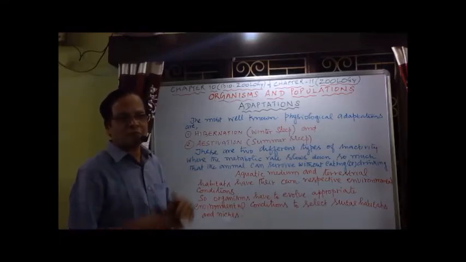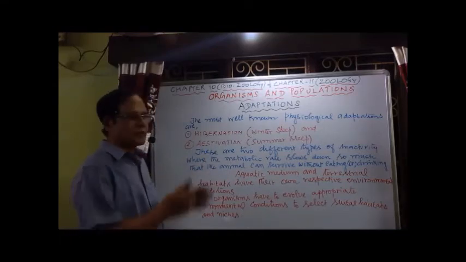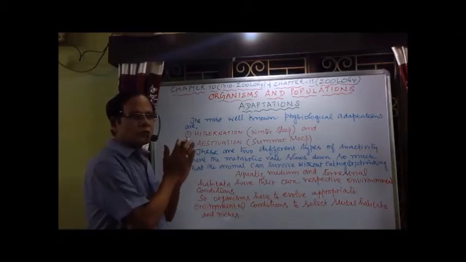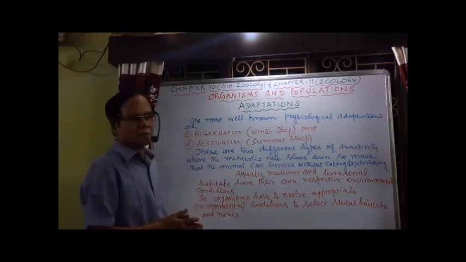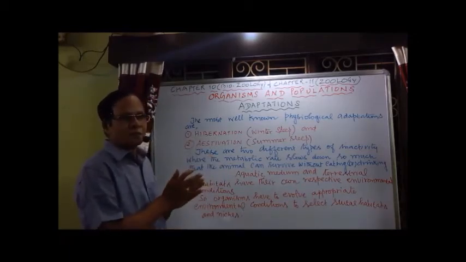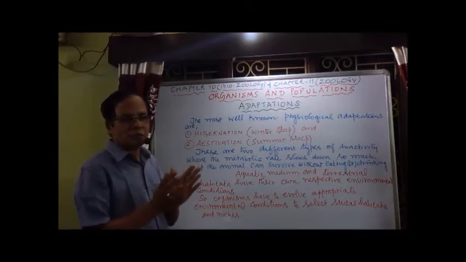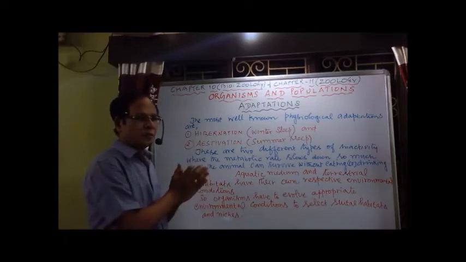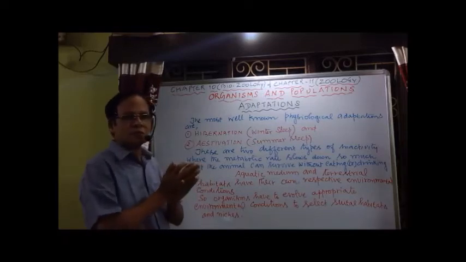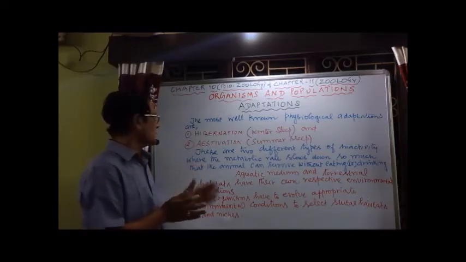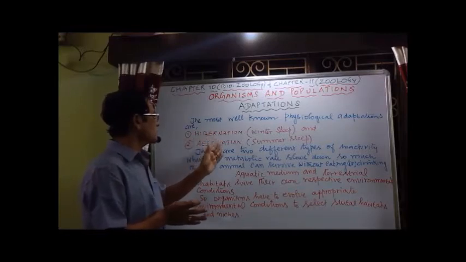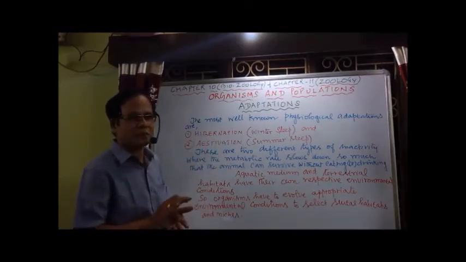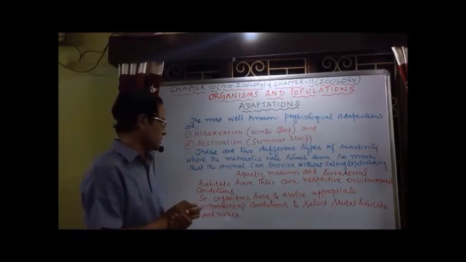Diapause is a stage of inactivity where the metabolic rate slows down so much that the animals can survive without drinking or eating. So the metabolic rate slows down. What will happen? The animal can just survive without drinking or eating. And that is because of what is called hibernation, estivation, suspended activity, a kind of physiological adaptation.